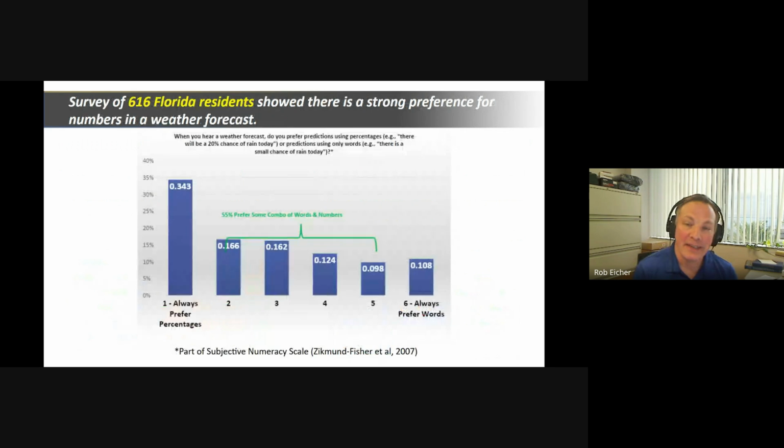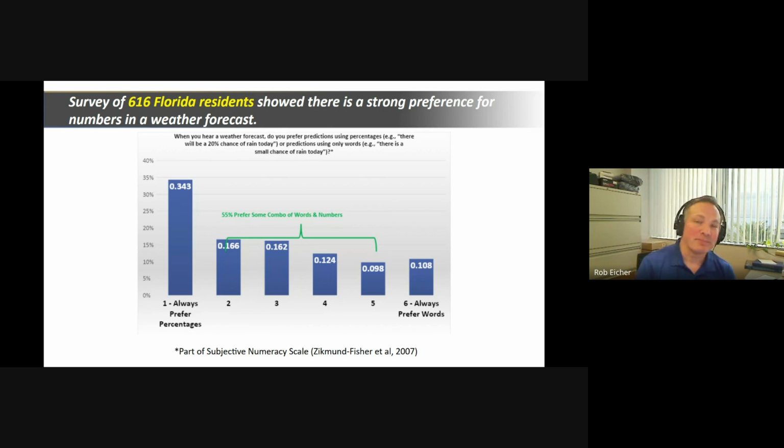Next slide, please. But this was encouraging. As part of that same numeracy scale, we asked them, when you hear a weather forecast, do you prefer predictions using percentages or predictions using only words? And about 34% said they only wanted the numbers. The majority said that they wanted some combination of words and numbers. And only 10.8% said they just wanted the words. So in other words, roughly 90% of the people wanted some amount of numbers in their forecast.